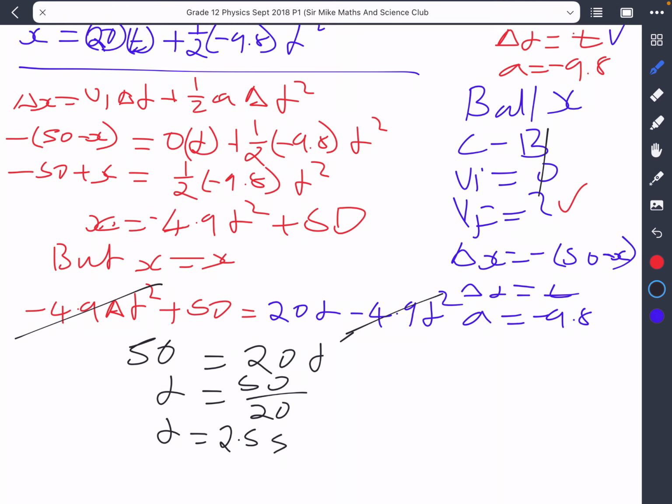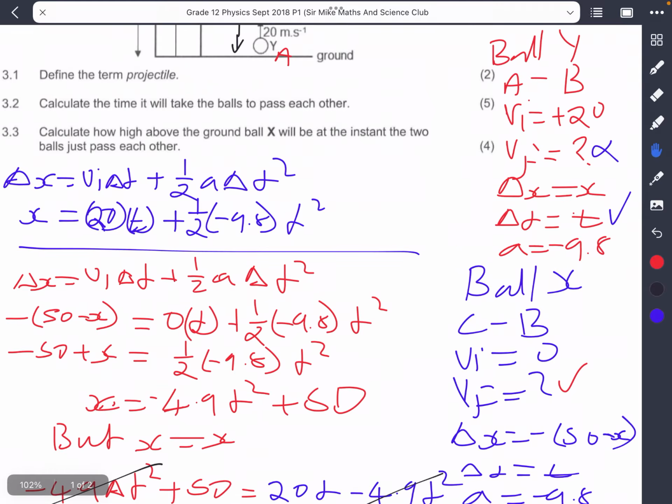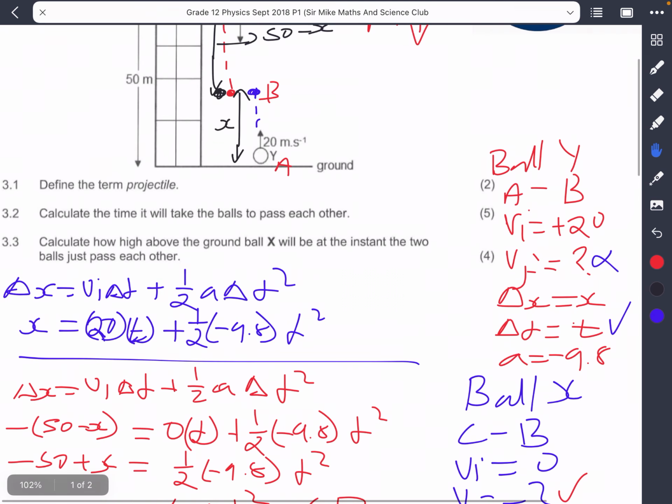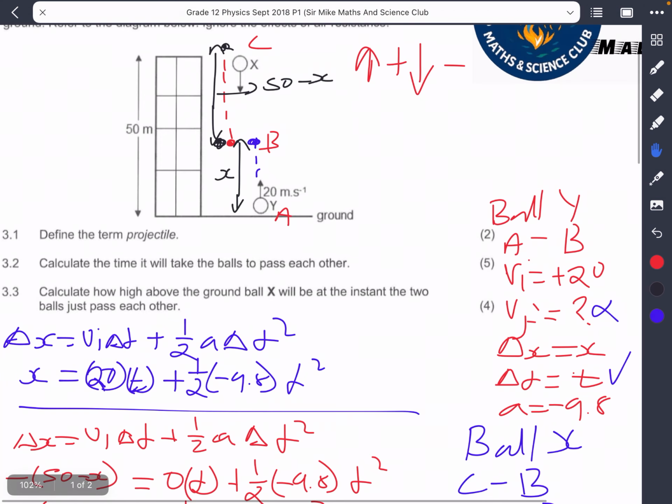So in this case, for that other question, which would be 3.3, they said to calculate how high above the ground ball X will be at the instant the two balls just pass each other. So they want the value of X, how high above the ground ball X would be. That would be at this point here. So the height above the ground that ball X would be will simply be that X.